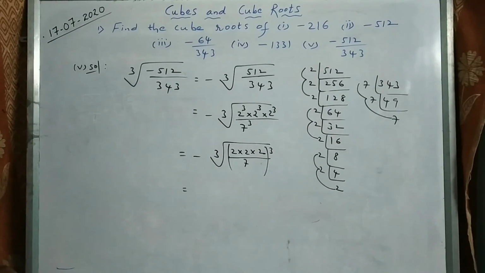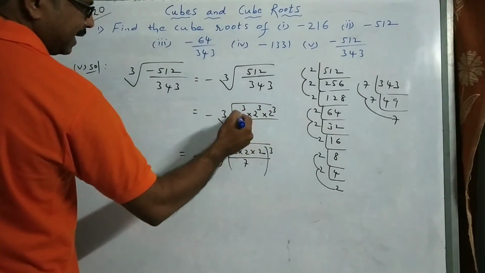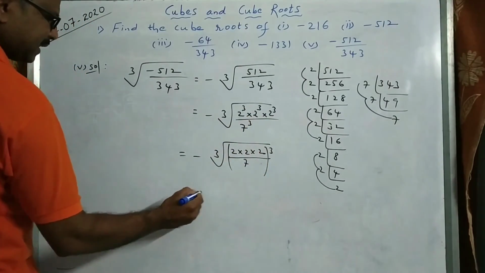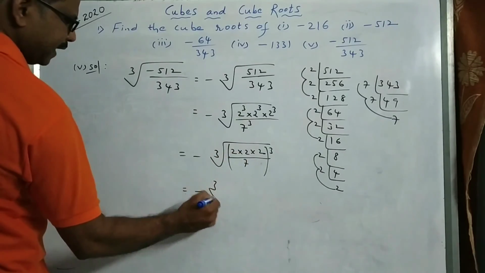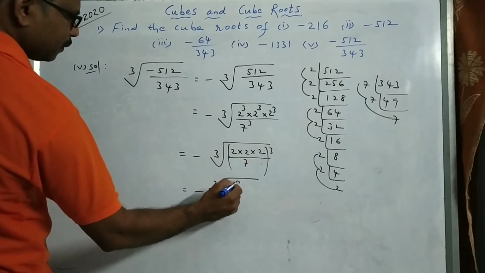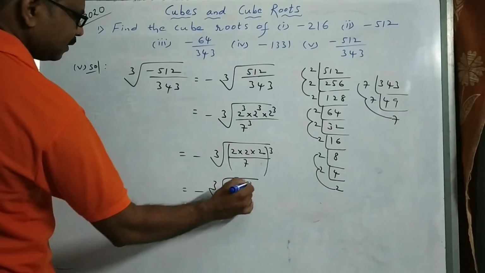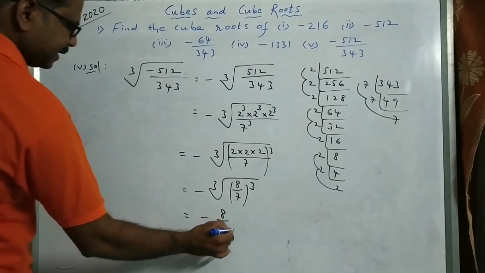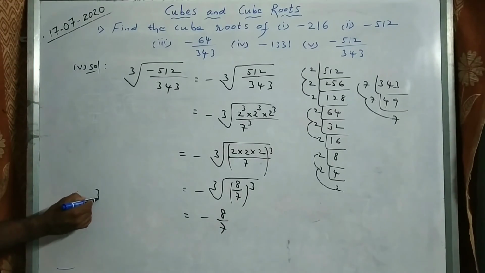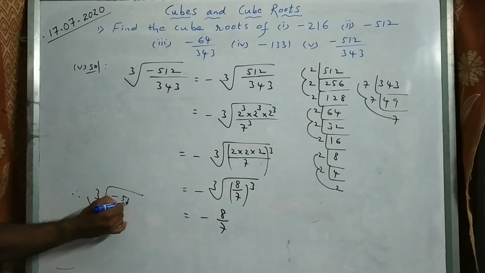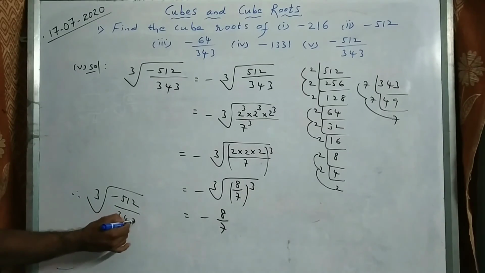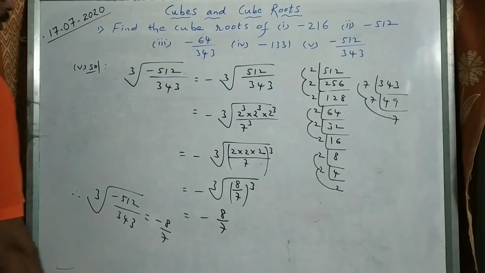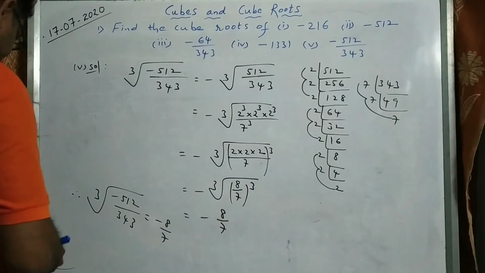These are perfect cubes, so whole cube we can write. Now this cube root and the 3 get cancelled. 2 twos are 4. Wait, one more step. 2 twos are 4, 4 twos are 8, by 7 whole cube. This 3 gets cancelled, minus 8 by 7. Therefore, what is my answer here? The cube root of minus 512 upon 343 is equal to minus 8 by 7. That is the end of the solution.